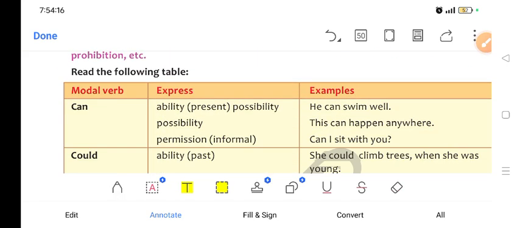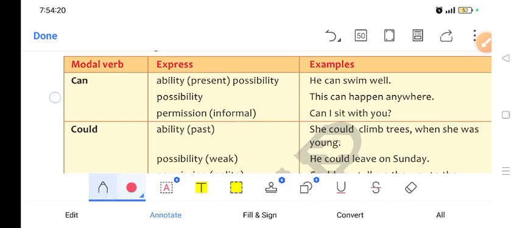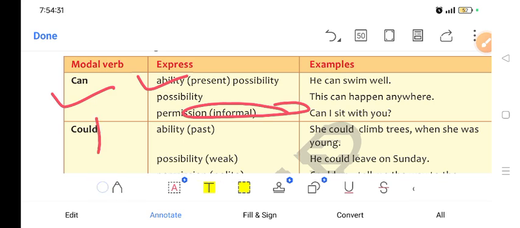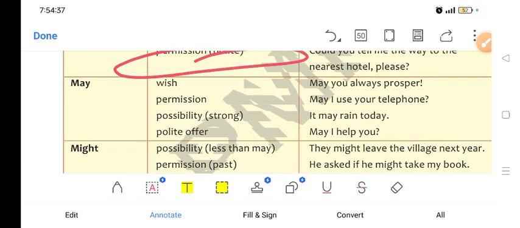Now read the following tables. These are modal verbs. So where do we use can? When we need to show ability, possibility, permission. And which kind of permission? Informal. Could is used to show ability, possibility and permission in a polite way. Like, could you please tell me the way to nearest hostel?